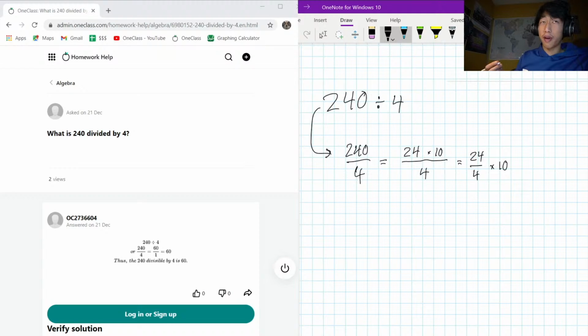And 24 divided by 4, well, just thinking backwards, 4 times what is 24? It's got to be 6. So this is equal to 6 times 10. That's equal to 60. Fairly straightforward. This is a good way to think about numbers, what they are really made up of on the inside. Just splitting it up like this, we can make it nice and simple to calculate.